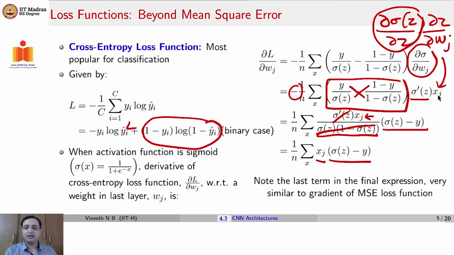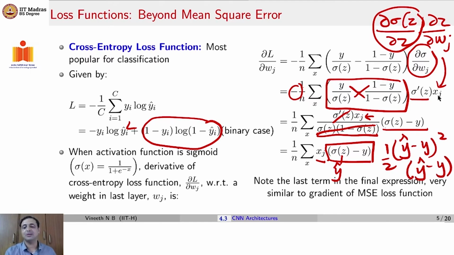What's interesting here is that this term is very similar to the gradient of the mean square error. Remember, sigma of z is y hat. So even in mean square error, when you have y hat minus y whole square, half, if you differentiate, you would get y hat minus y in the loss. So the gradient of the cross entropy looks very similar to how the gradient of the mean square error looks.